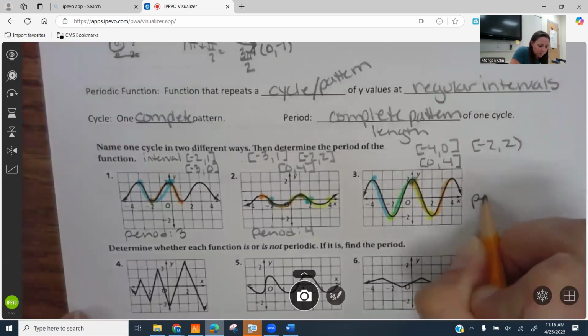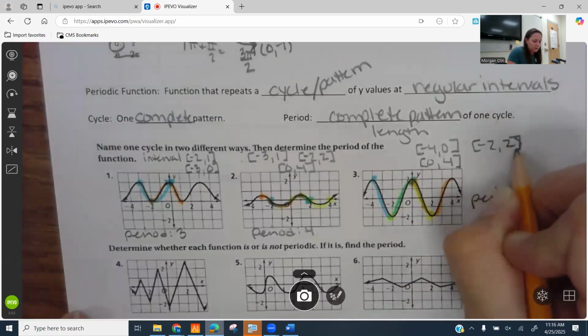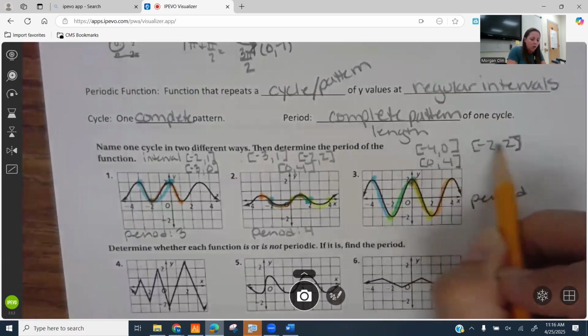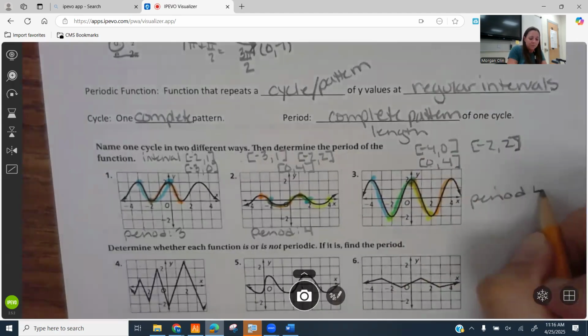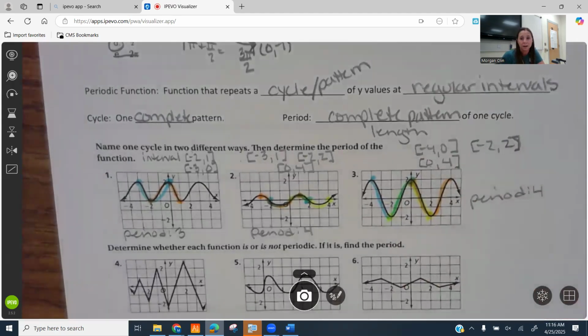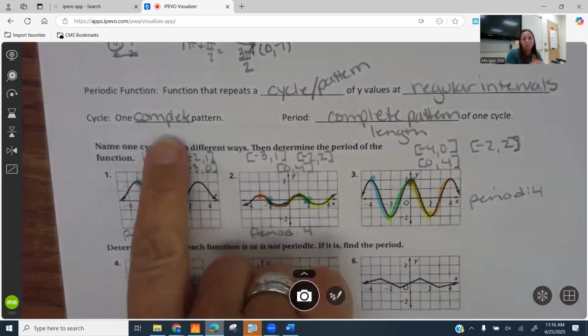But basically, what is the period of it? All right, well, basically, the distance between all of these different intervals is 4. So that is our period. Okay, the length of one cycle. All right, period is length of one cycle. And one cycle is one complete pattern.